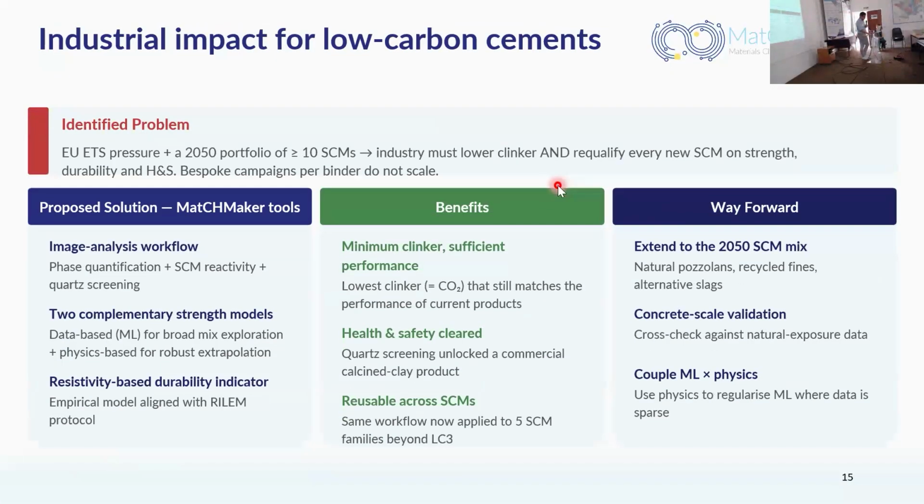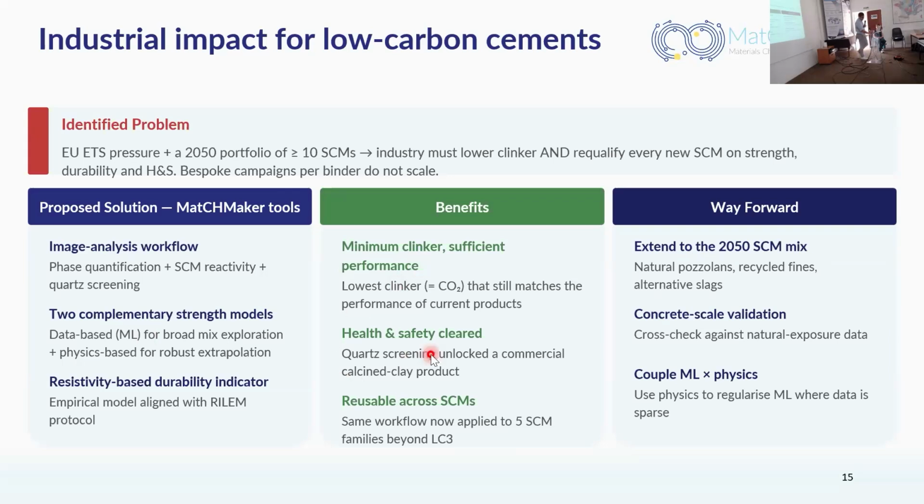So this is in summary the impact for low carbon cement of the MatCHMaker project. The problem was, as said, we have the carbon price hit on our industry. We want to blend cement with SCMs. We want to check that these blended cements are as good in terms of strength, durability, health and safety as the current product. We have developed an image analysis workflow, 2 strength models, so machine learning or physics-based, and also some durability indicators. And now we could identify what is the minimum clinker ratio, so how much CO2 we can basically decrease with this new cement. It's about 30 to 40% compared to the current product.